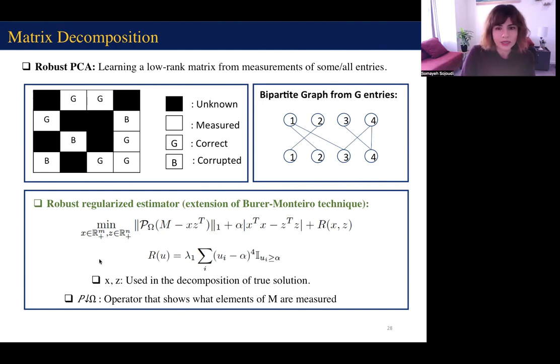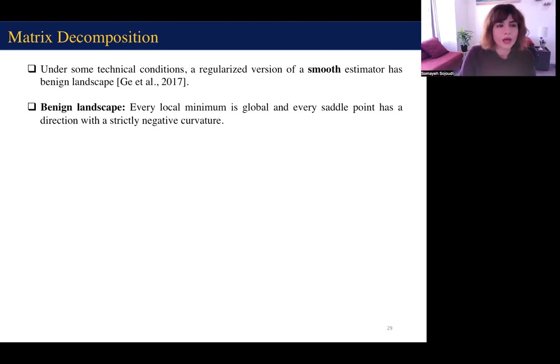Now we consider the following regularized L1 estimator, and note that the unregularized formulation of this problem is commonly known as Meng's technique. There are different smooth variants of this regularized estimator in the literature. For instance, Ge et al. have shown that a smooth counterpart of this regularized estimator has benign landscape, meaning that every local minimum is global and every saddle point has a direction with a strictly negative curvature.